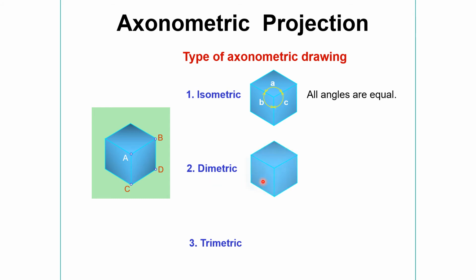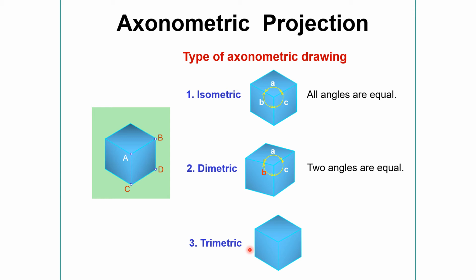Here, now I tilted it towards the right a little bit. Now angle A and C are equal but not equal to B. That is a smaller angle, and these two angles are bigger. So that is dimetric, in which two angles are equal. The third one is trimetric. Here it is downward and also downward. None of the angles are equal, that is trimetric. For engineering, the best drawing is isometric, where the object looks proper and the angles between the lines are equal.